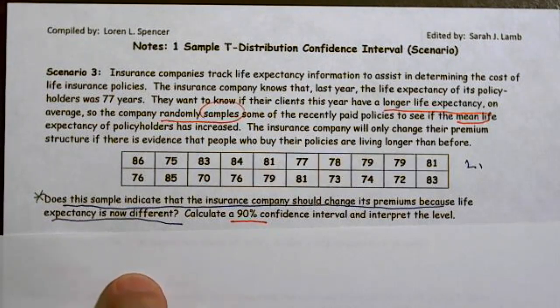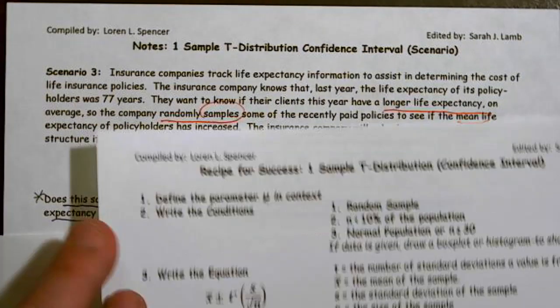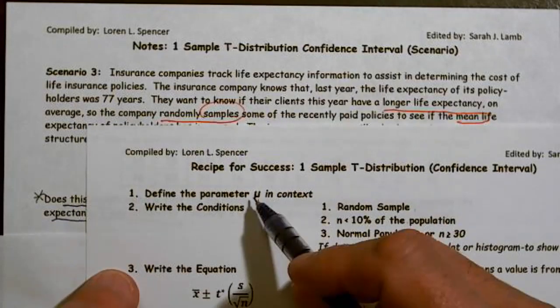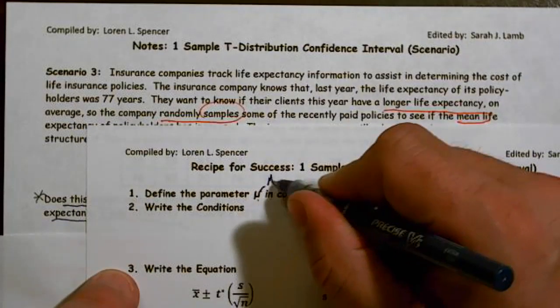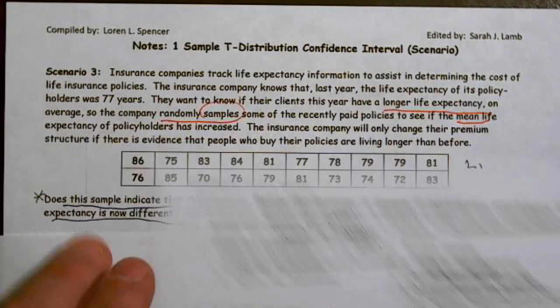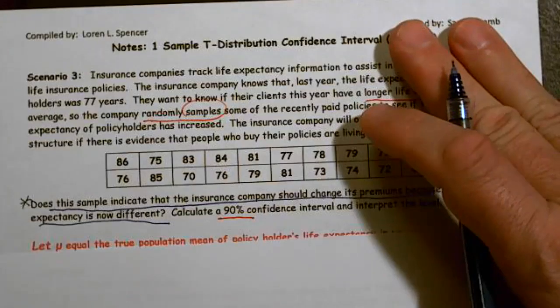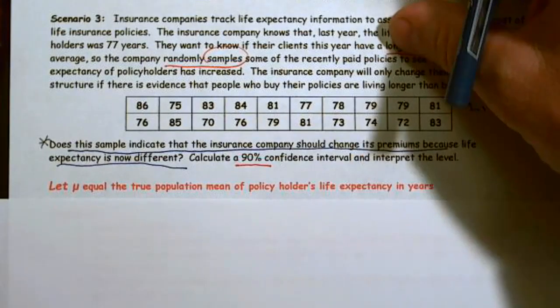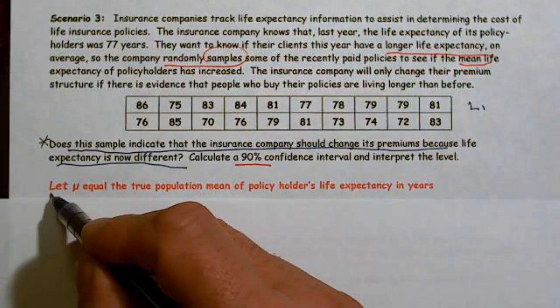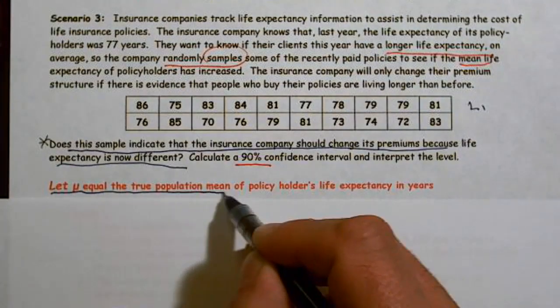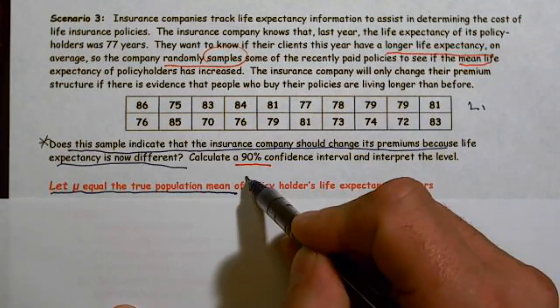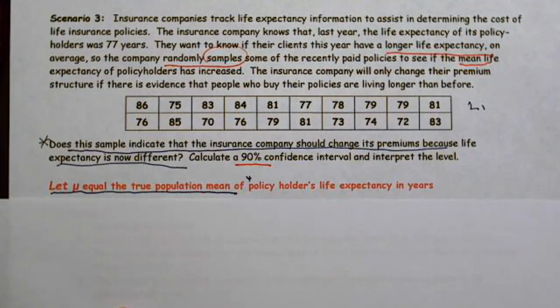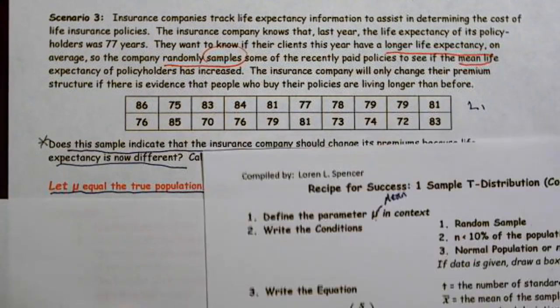And according to our recipe, the very first thing we have to do is define the parameter, the mu or the mean, in context. So in this case, let mu equal the true population mean of policyholders' life expectancy in years. This part should never change when we're doing a one sample T, true population mean. And then this one is the context provided by the problem. You always have to define it in context. So like mu equal the true population mean of life expectancy or policyholder life expectancy.